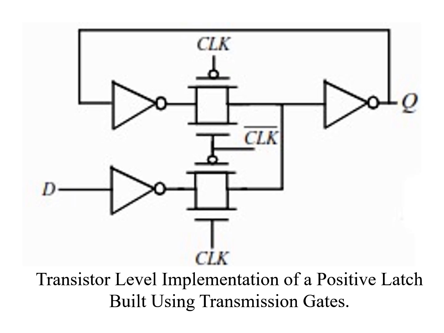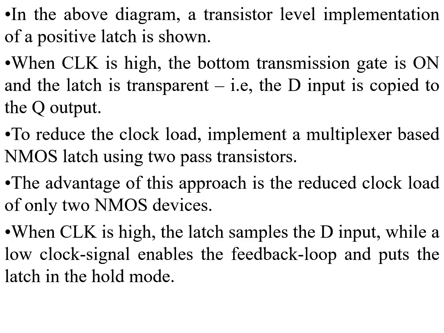So this is a diagrammatic representation of the transistor level implementation of a positive latch built using transmission gates. In the above diagram, when the clock is high, the bottom transmission gate is on and the latch is transparent. That is, the D input is copied to the Q output.